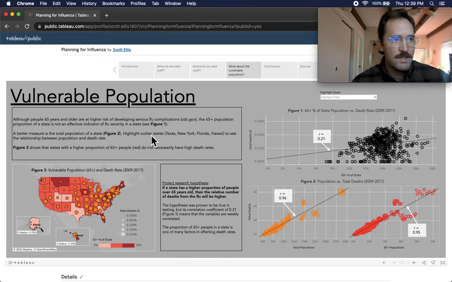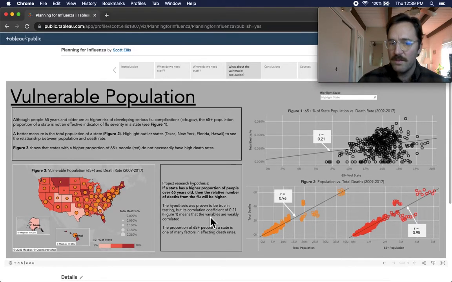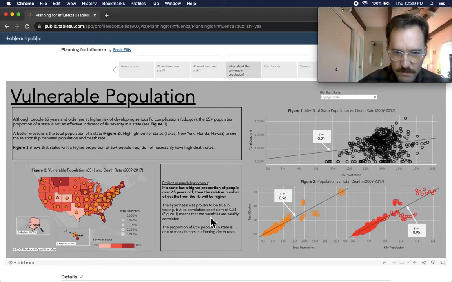One guiding question of this analysis dealt with how the vulnerable population, those 65 years and older, relates to the issue of staffing. It was hypothesized that if a state has a higher proportion of people 65 or older, then the relative number of deaths from the flu will be higher. This hypothesis was proven true in testing, meaning that older people do suffer more from the flu, but the correlation coefficient between the proportion of the older population and the death rate was weak.